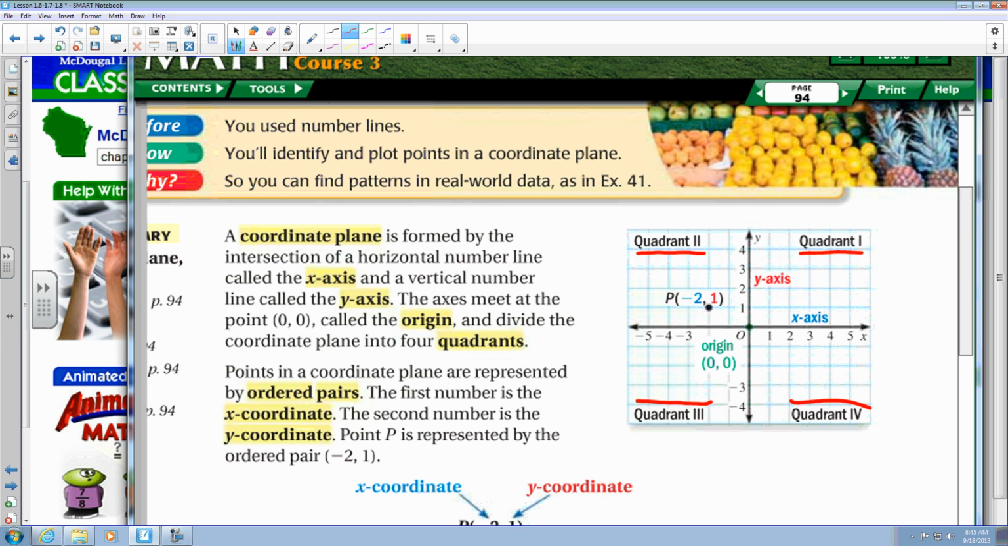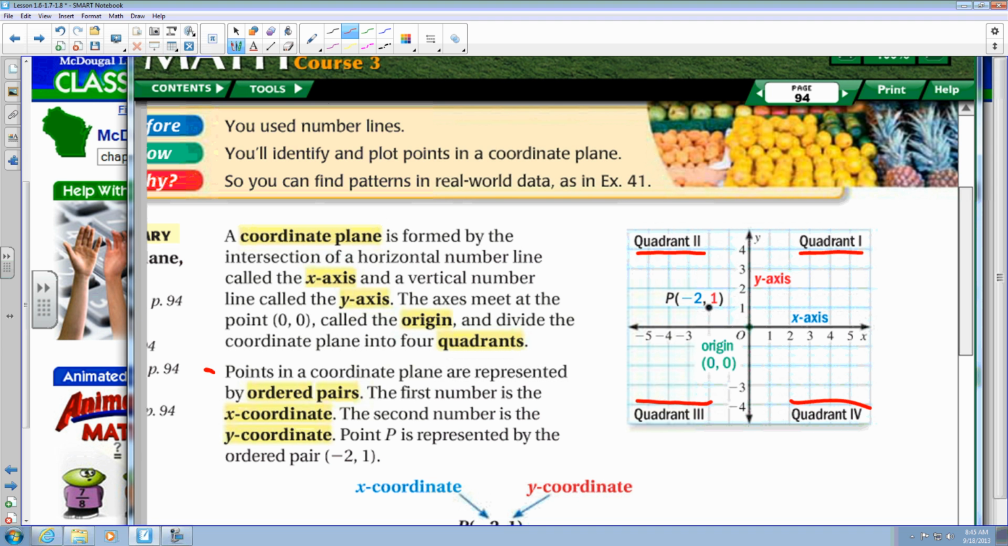Quadrant 1 is always located in the upper right-hand corner. Quadrant 2 is located in the upper left-hand corner. Quadrant 3 is located in the bottom left-hand corner. And Quadrant 4 is located in the bottom right-hand corner.